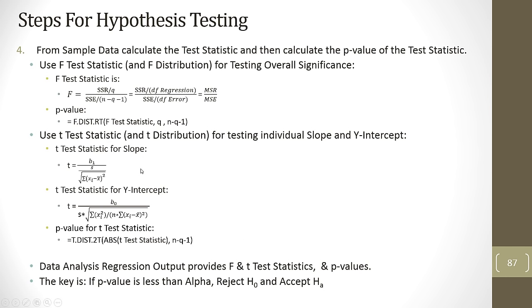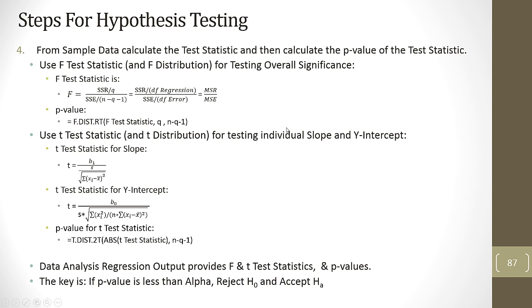This is where we calculate our test statistic. Now, for testing whether a single slope or all the slopes are equal to 0 or not equal to 0, we use the F-test statistic. There it is. Now, it's not that hard. Mean square regression divided by mean square error. We already calculated these. And then we would go ahead and calculate the p-value for those.